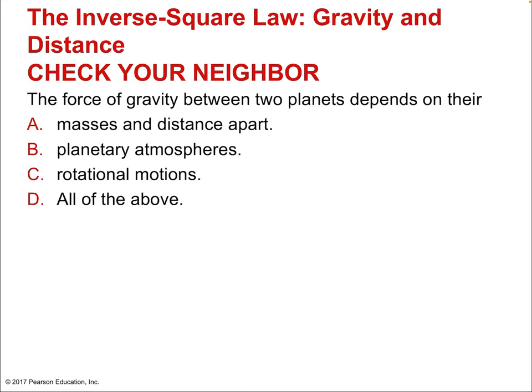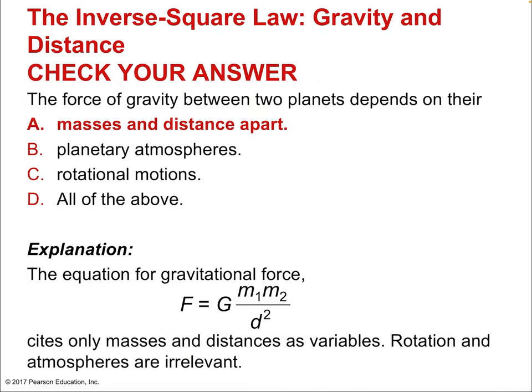Okay, so let's do a check. The force of gravity between two planets depends on their masses and distance apart, planetary atmospheres, rotational motions, or all of the above. Well, you probably know this one. Just masses and distance. That's all you need to know. It takes you right back to the law of universal gravitation.